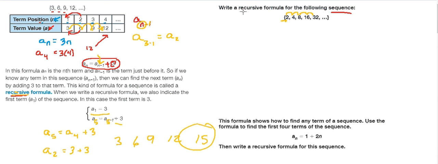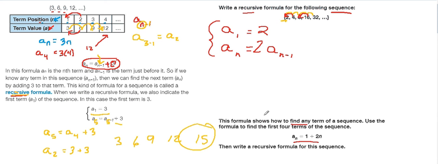So to review that without all this extra help, they give us that sequence and they say write the recursive formula, not just any formula, but make it recursive, meaning we need this in there somewhere. The value we always start with, just like before, is this. Now, how does this relate to the previous number? It's times 2 every time, isn't it? The first term being 2 is also important, and we show it with this little brace. This shows how to find any term of a sequence.